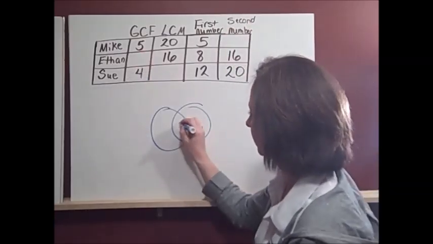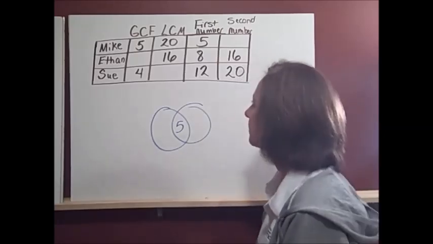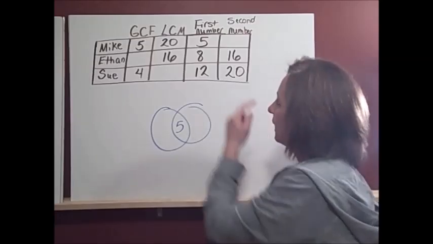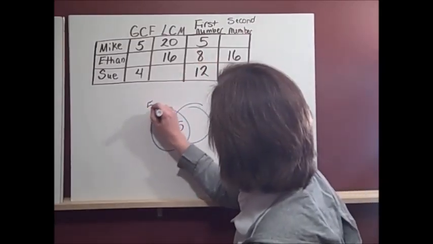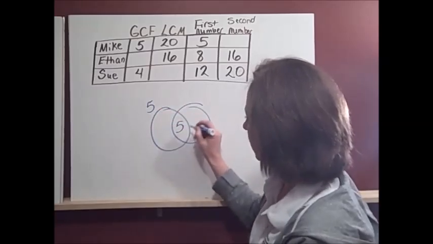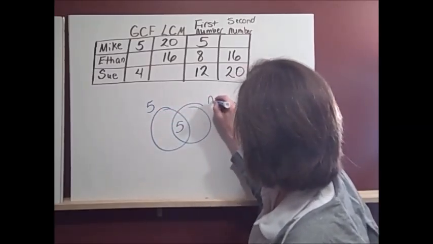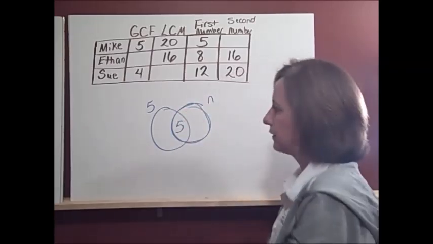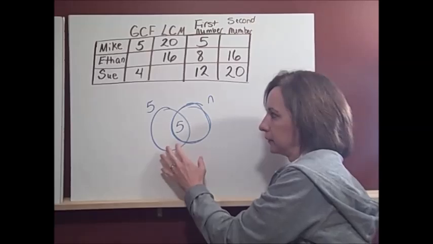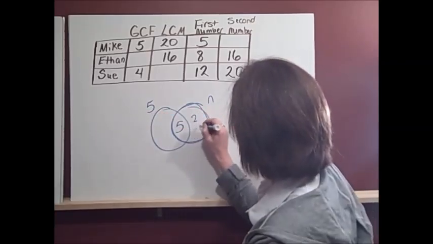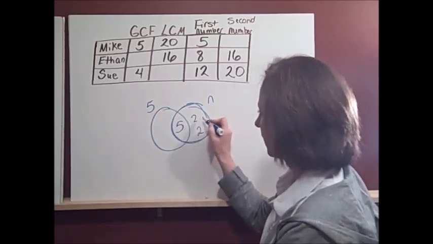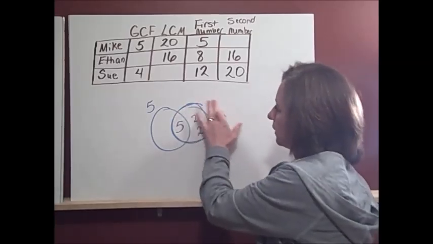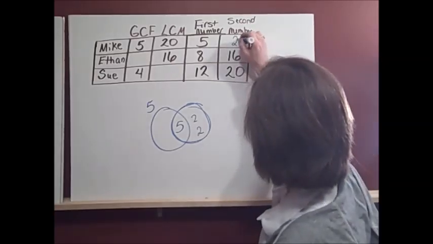His greatest common factor is 5. That is made with a 5 because it's prime. The least common multiple is 20, and one of his numbers is 5. So this is 5, and this is telling me that this whole circle has to equal 5, and I don't know, we're going to call this n, I don't know what this circle is. But I do know that in the whole entire thing, he has to equal 20. Since this is 5, this would have to be 20. So 5 times 2 times 2 is 20, which means that the second number for Mike is 20.